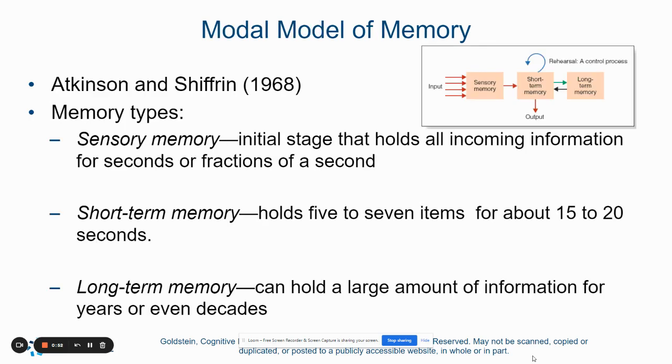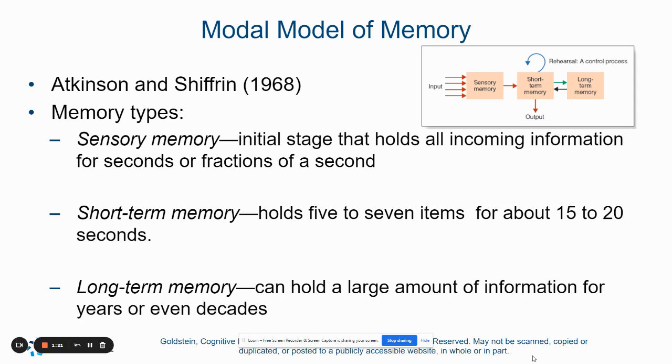So when we think about the model of memory, there are a few different models that come into play, but Atkinson and Shiffrin came up with a model in 1968 that said that there are three parts of our memory system. There's sensory memory, which involves everything we take in, we see, smell, touch, taste, hear. It's the initial stage that everything goes into, but it only stays there for a few split seconds.